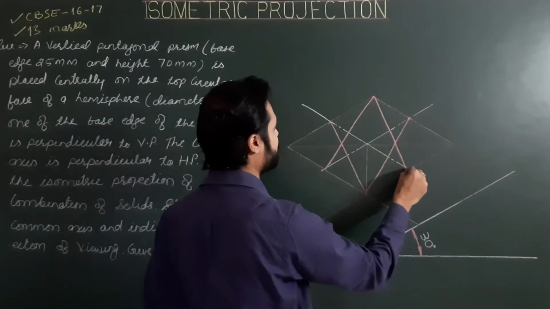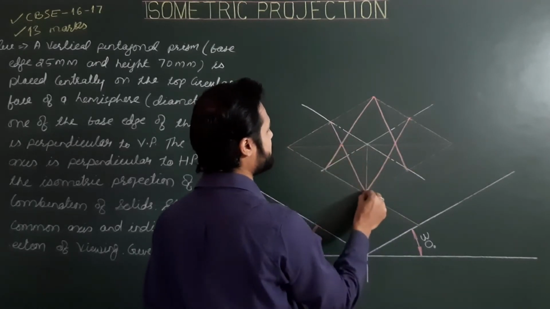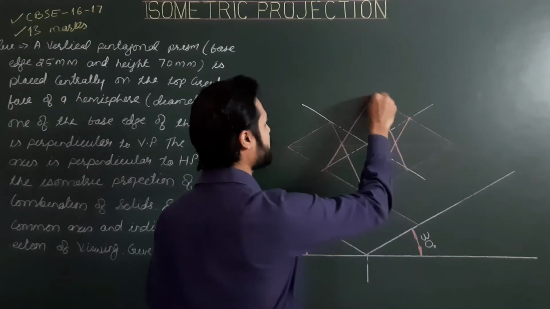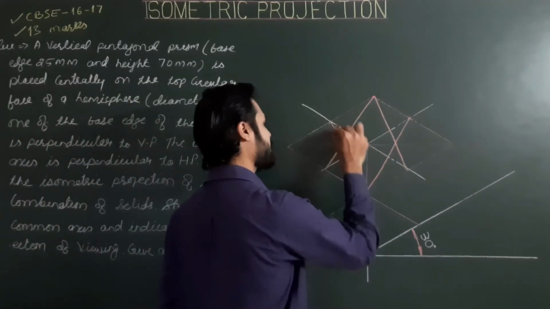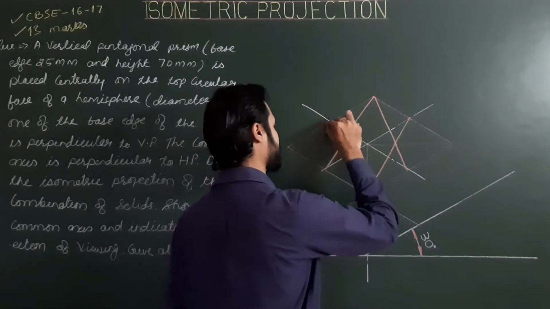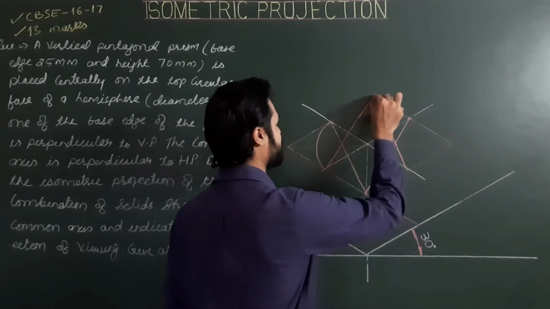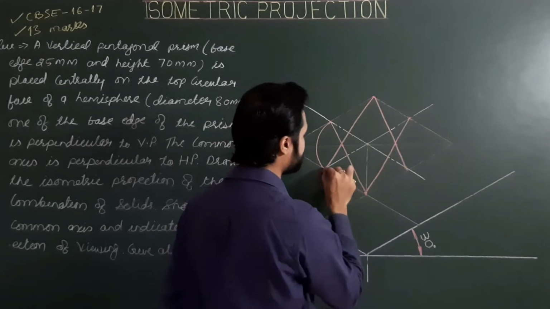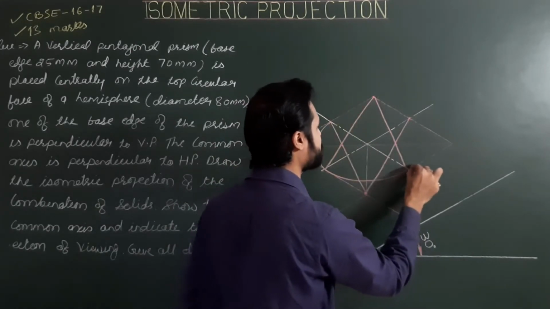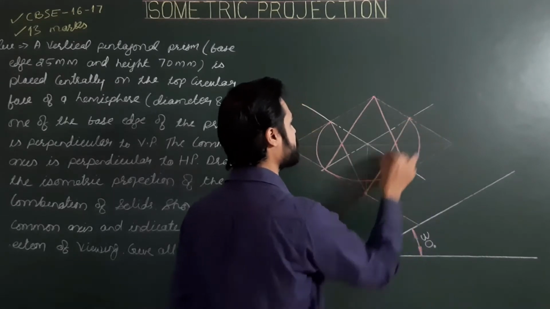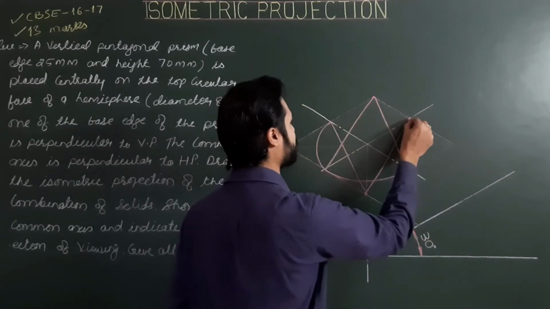Now we have all 4 centers: first center, second center, third and fourth. Starting from the first center, this is the first radius, second center and second radius, third center and this will be the radius, fourth center and fourth radius.